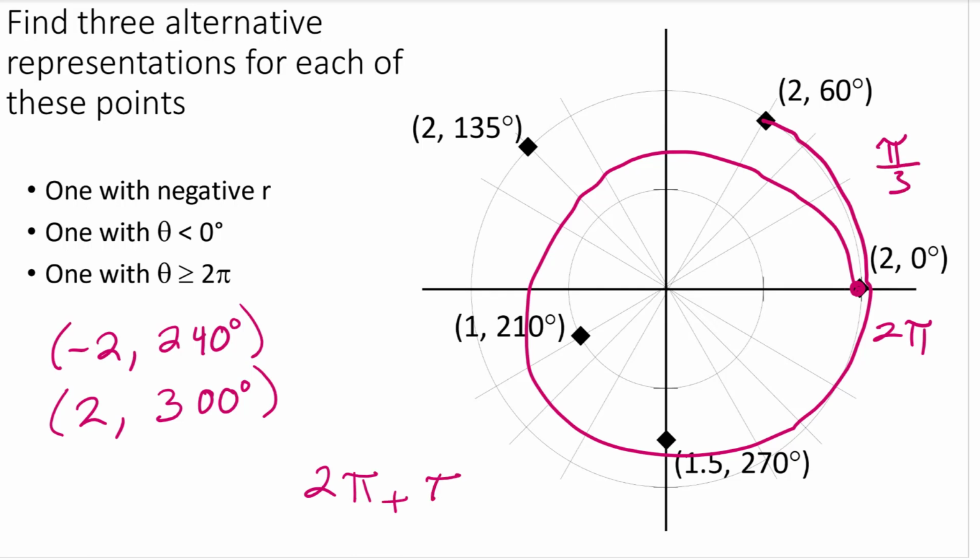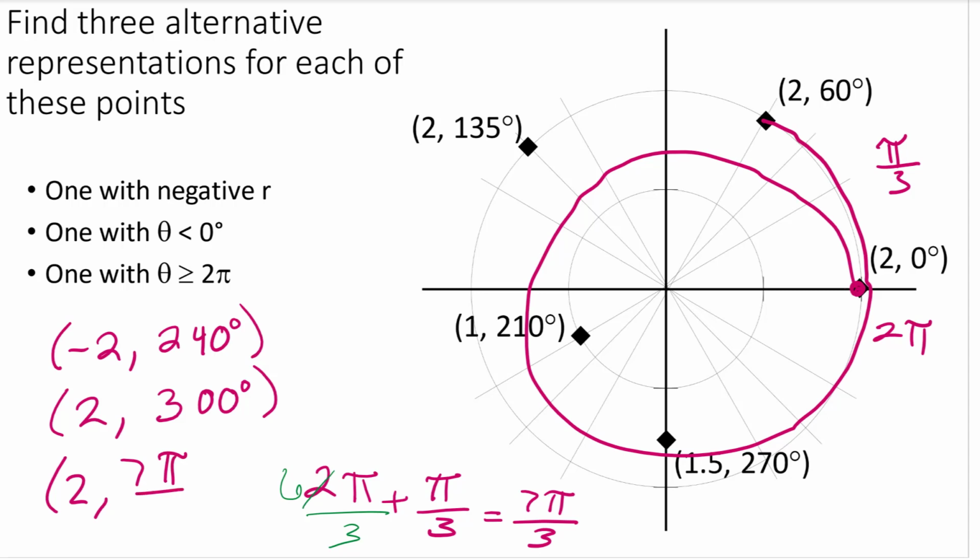So 2 pi plus pi over 3 is going to give us, 1 times 3 is 3. 2 times 3 is 6. 6 plus 1 is 7. Okay, 7 pi over 3. So we've got 2 comma 7 pi over 3.